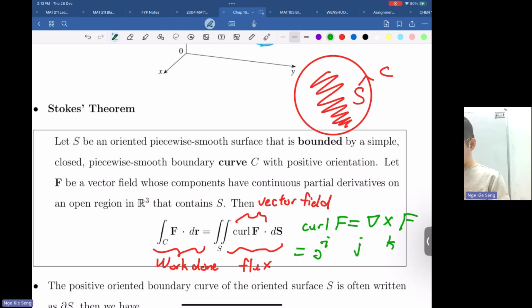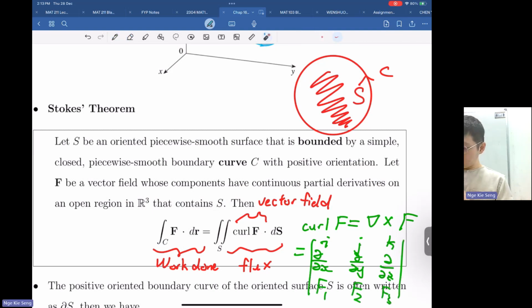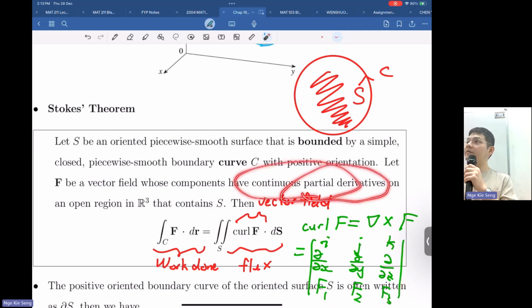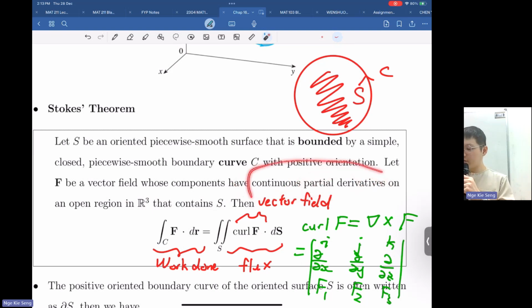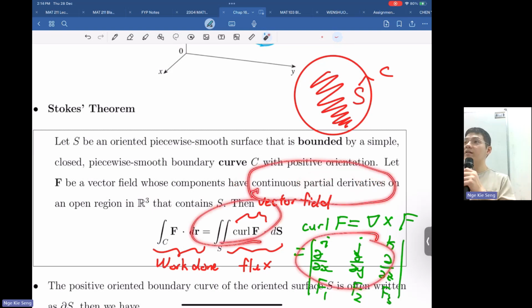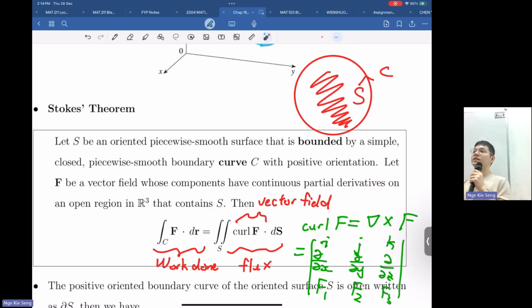i, j, k, and then del/del x, del/del y, del/del z, and f1, f2, f3. Okay, so you see that if you compute this, this is a bunch of partial derivatives. That's why you need continuous partial derivatives here, because you want to integrate it. You can only integrate a continuous function.